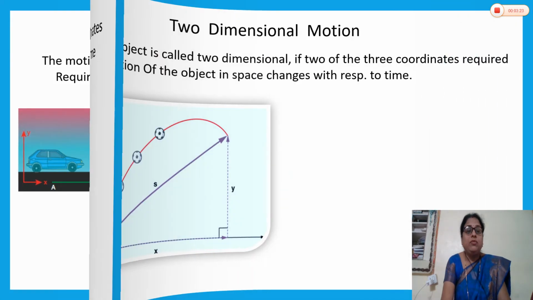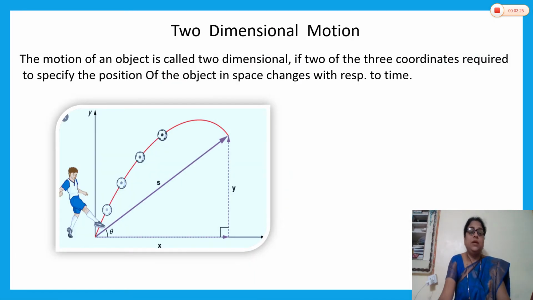Then we consider two-dimensional motion. In two-dimensional motion, two coordinate axes, x and y, are required for the motion of the object. When a ball is thrown in the air, that gives us a two-dimensional position. We require two dimensions. Suppose an ant is walking on a table surface. To describe the position of that ant, we have to use two coordinates, that is x and y coordinates. That is two-dimensional motion.